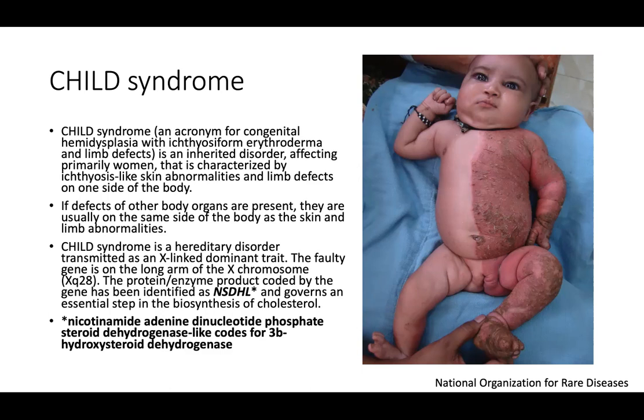CHILD syndrome is a hereditary disorder transmitted by an X-linked dominant trait. The faulty gene is on the long arm of the X chromosome, Xq28. The protein enzyme product coded by the gene has been identified as NSDHL, which I expanded down below, and governs an essential step in the biosynthesis of cholesterol.